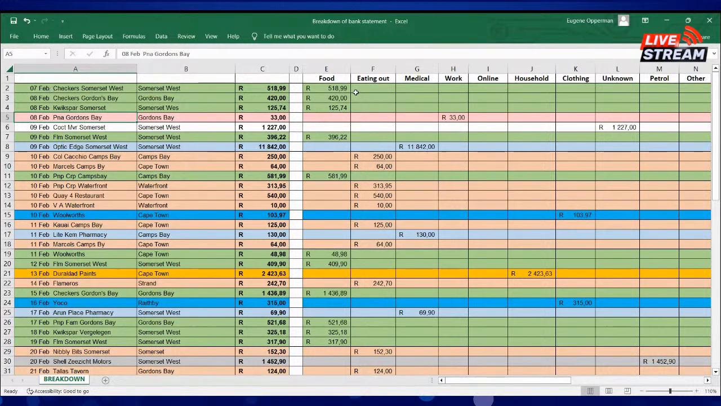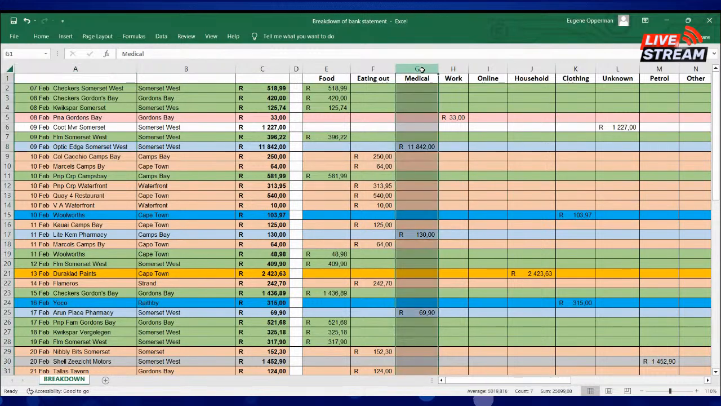So obviously Checkers would be food, Quick Spar, that would be food, P&A. Obviously we know that P&A is probably work related. That's stationery that was bought. And then there's one that was uncertain. This one, the COCT. Now that might be City of Cape Town. It could be anything. So if you're uncertain, put that under the unknown column to say, okay, right, you know what, that is something that you have to question specifically on the expenses of the bank account. Optic Edge, if you do a simple Google search, you would see that that is an optometrist. So obviously that would fall under medical.